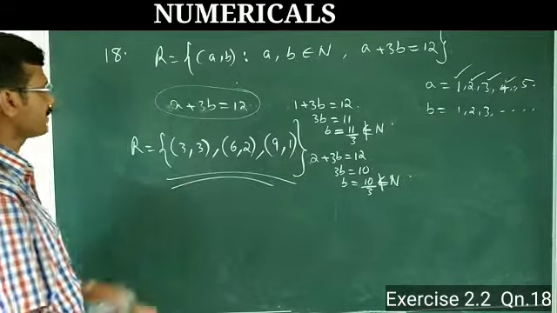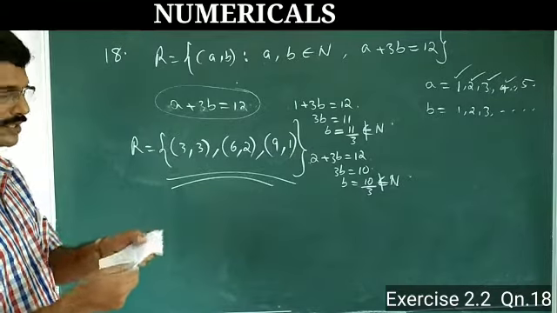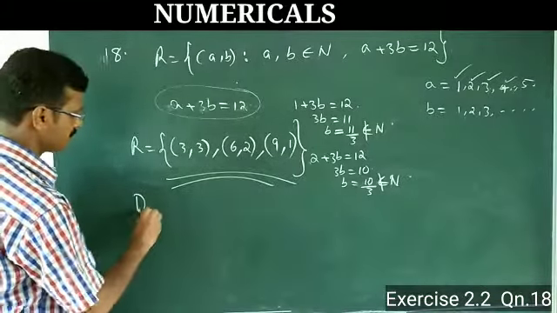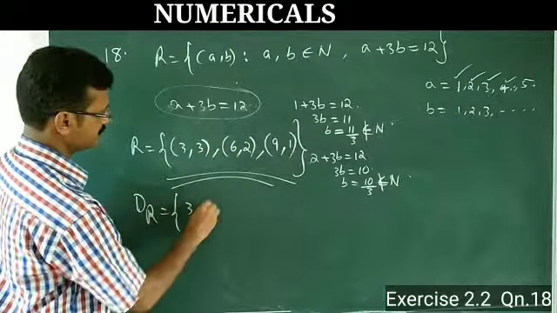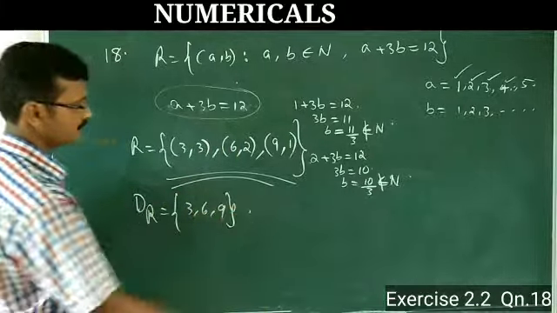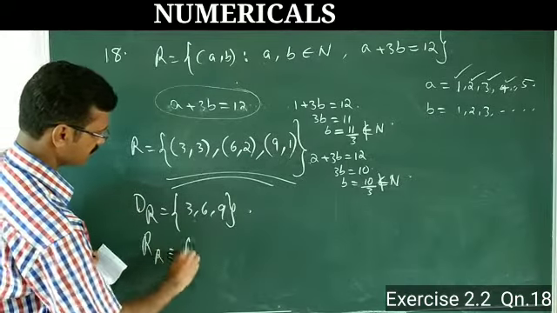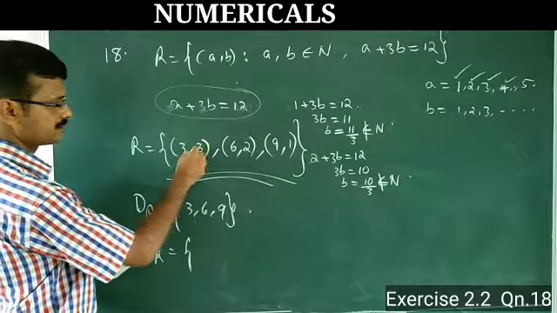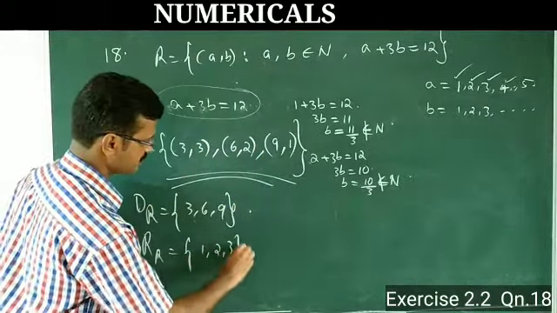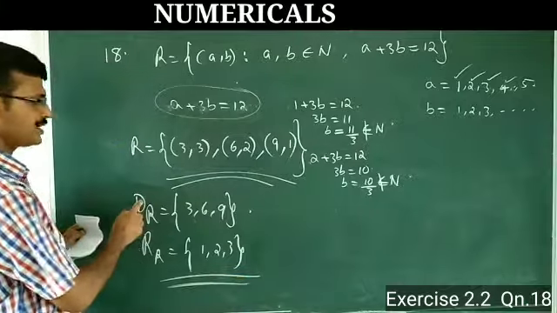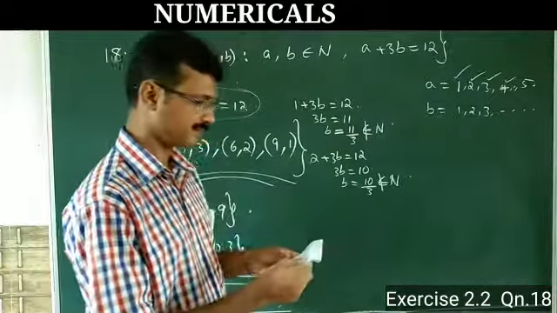This is the first part. And the second part of this relation is the domain of R. What is the domain of this relation? Domain is all the first components, that is 3, 6, 9. And the range of this relation is only the second elements, 3, 2, 1, that is 1, 2, 3 we can write. This is the domain and this is the range of this particular relation.